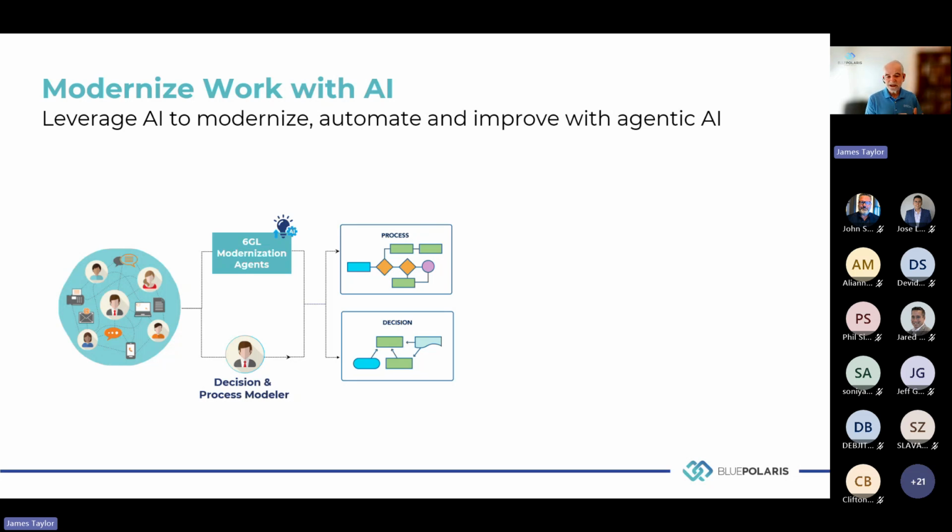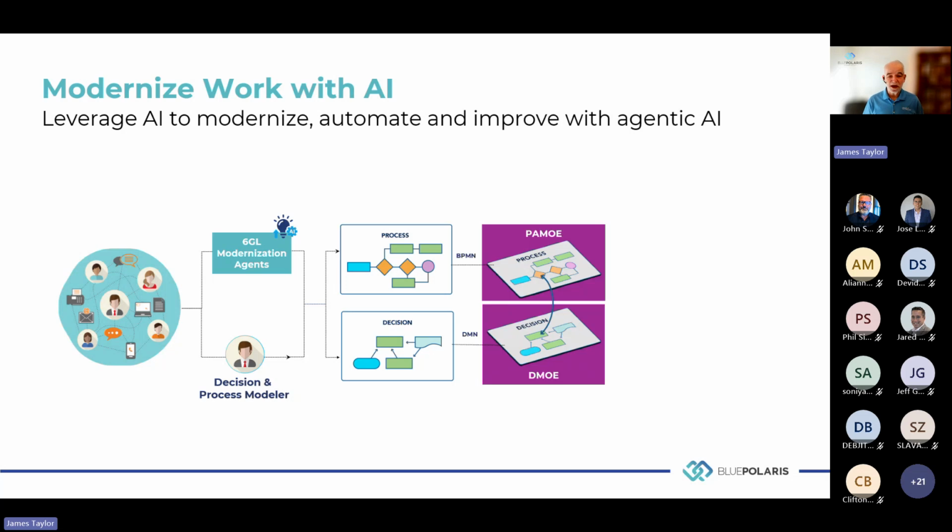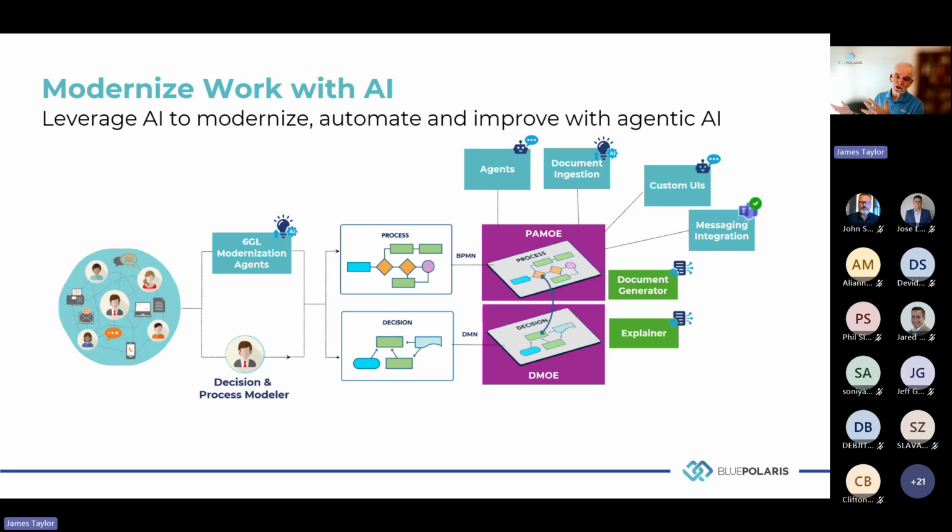And what we see is that there's obviously traditionally a lot of modeling work done by analysts and process and decision modelers. And there's an increasing focus on, can we use AI as a set of modeling agents that will help us create these models? And once I've got these models and I run them in BAMOE and I put them into the process and decision execution environments, obviously I can then also modernize the experience of working with those things.